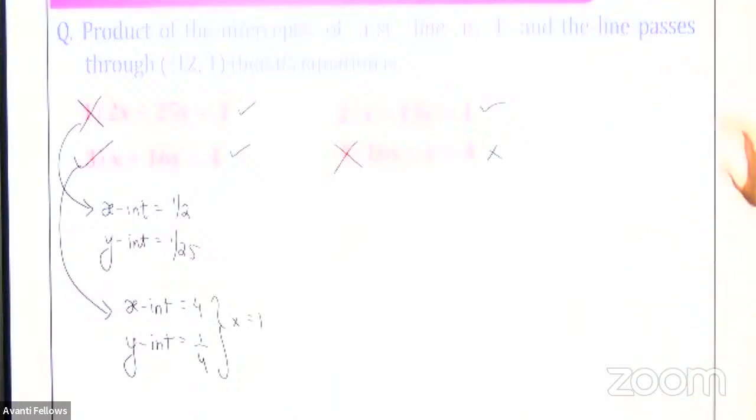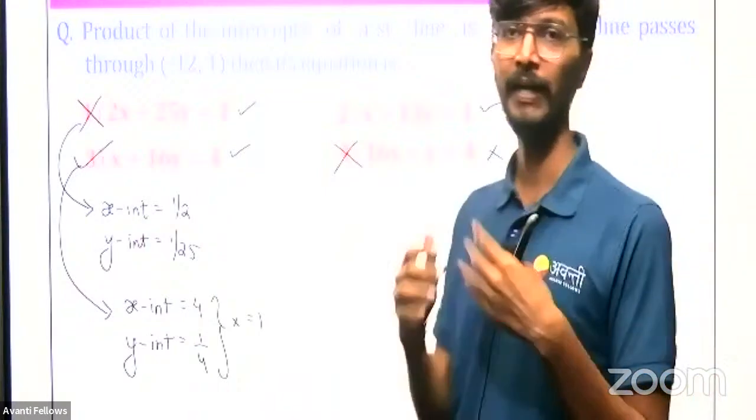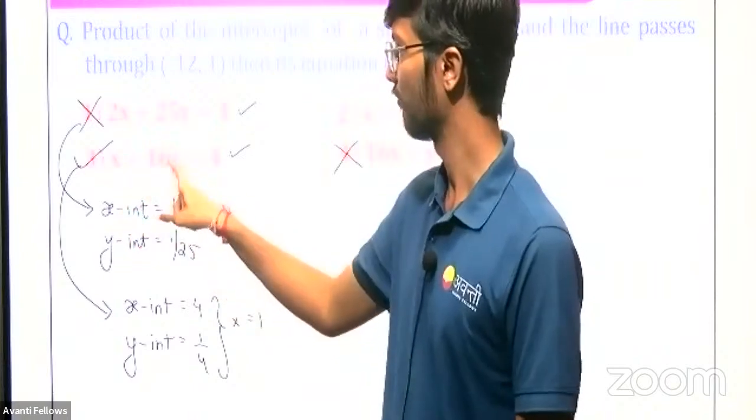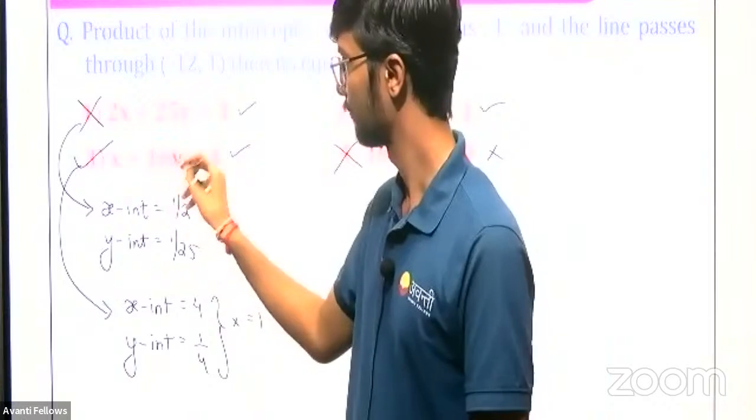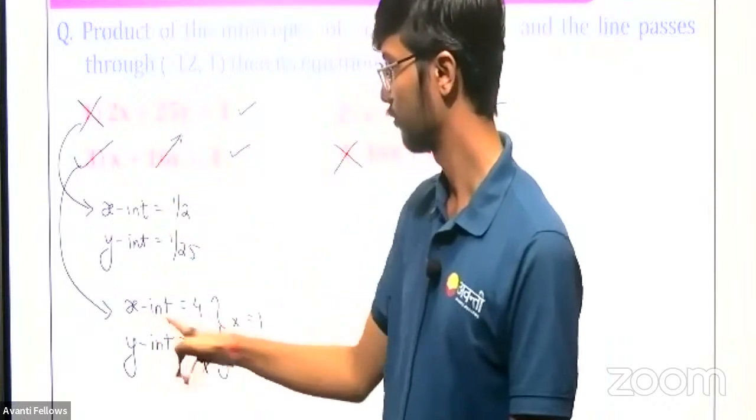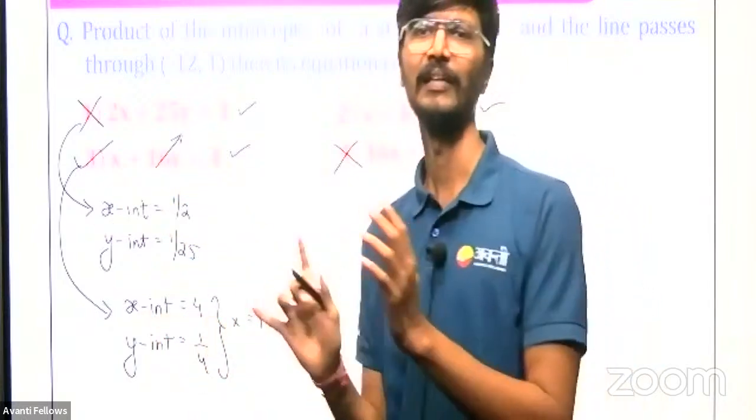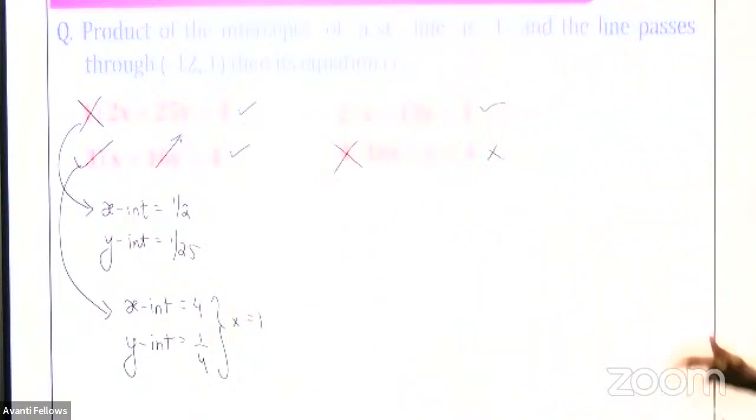I hope you know how to find x-intercept and y-intercept. To find x-intercept, just put y equals to 0. So if I put y equals to 0 here, these terms cancel out and I get x equals to 4. That means x-intercept is 4. So let's look at the next question with the options.